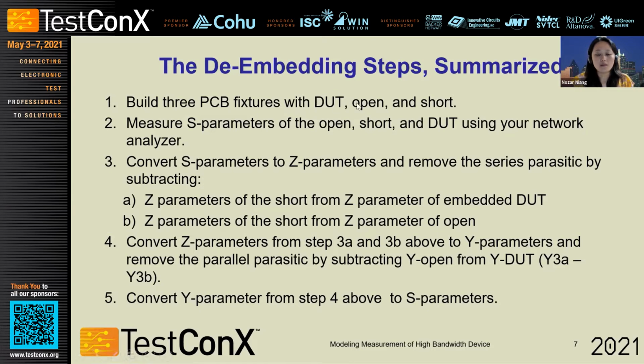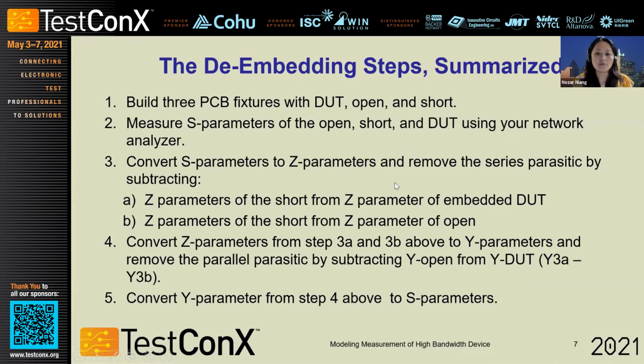We're using the open and short calibration method. First, we build the 3 PCB fixtures with the DUT with the traces on, and then with no DUT installation, that we call open circuit, and then we short it to the ground. So these are the 3 fixtures that we built. After that, we use the network analyzer and measure those 3 fixtures. So we're going to have the S parameter file for every single measurement.